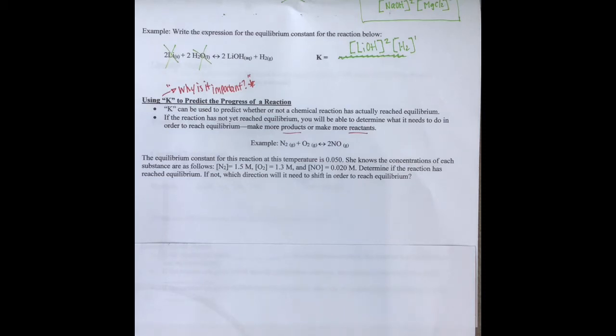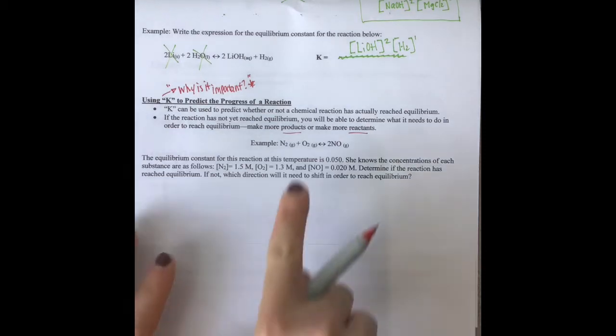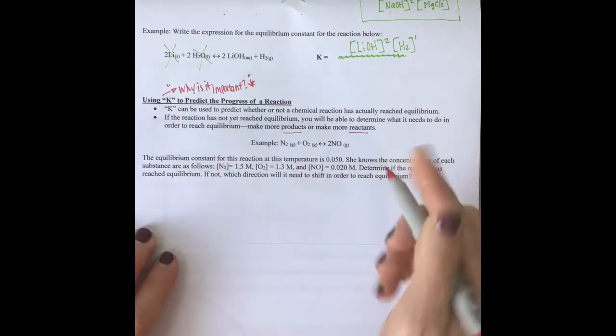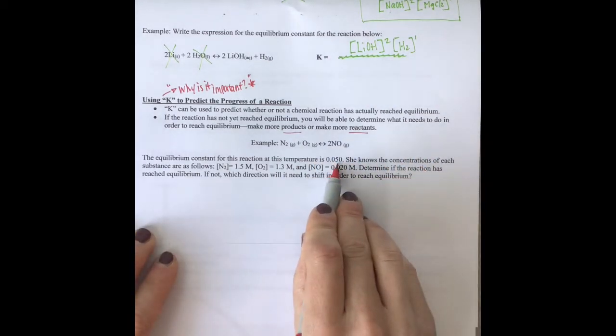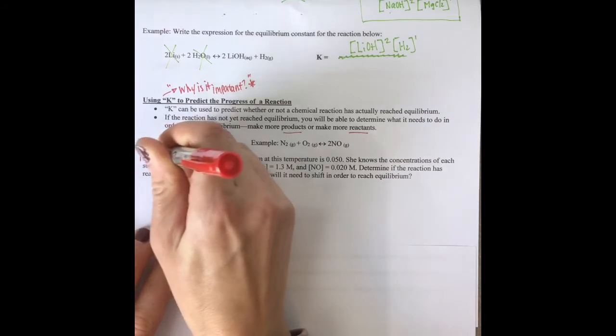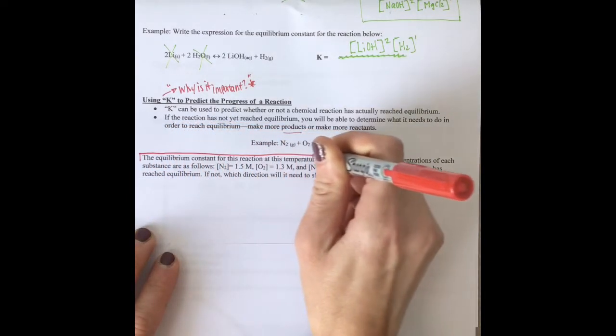It says the equilibrium constant for this reaction at a given temperature is 0.050. I want you to go ahead and outline that.